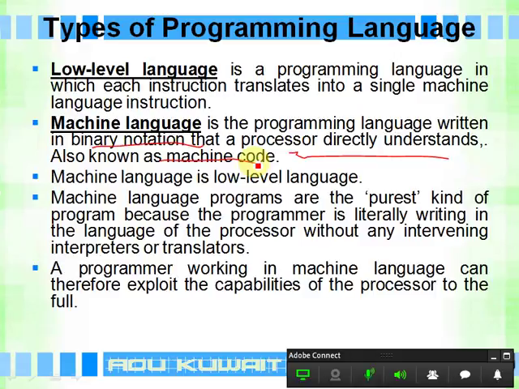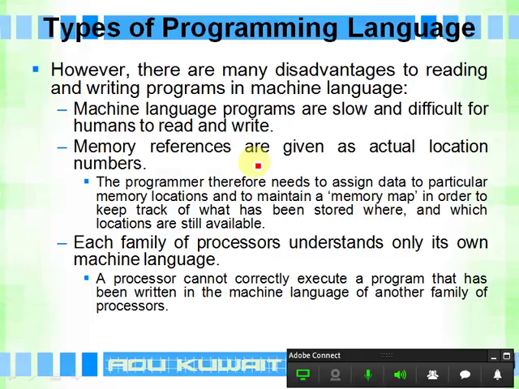Machine language programs are the purest kind of programs because the programmer is literally writing in the language of the processor, that is, in zeros and ones, and there is no need of any translator. Okay, so a program working in machine language can exploit all the capabilities of the processor to the full, because he is writing the instructions in machine language. He can use all the properties of the processor.